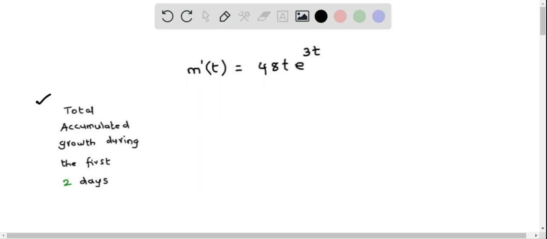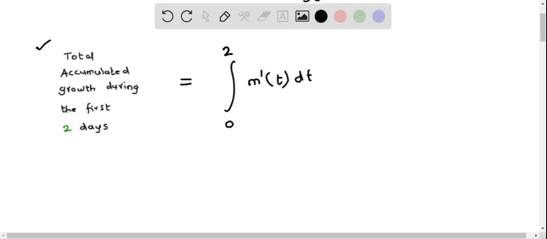So we say that the accumulated growth during the first 2 days is basically the integral of m prime of t dt, and the limit is from 0 to 2. Since we have to calculate during the first 2 days, we put the lower limit as 0 and the upper limit equals 2. So let's calculate this.